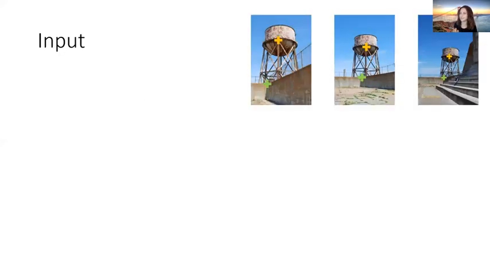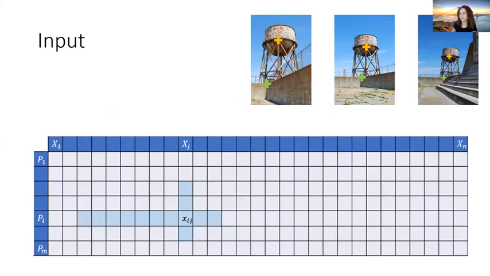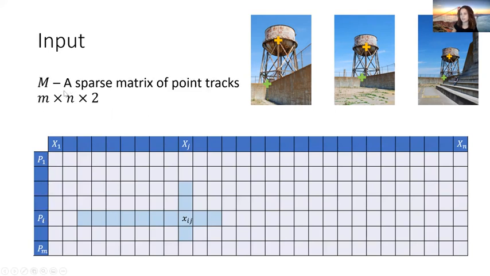Okay, so let's dive in. Let's look at the input first. The input to our method is a sparse matrix. We'll call it capital M, and its size is M by N by 2. Each row corresponds to one image or one camera that took the picture, and each column corresponds to a 3D point. In this entry, we have the X and Y coordinates of the 2D points. And this is a very sparse matrix.